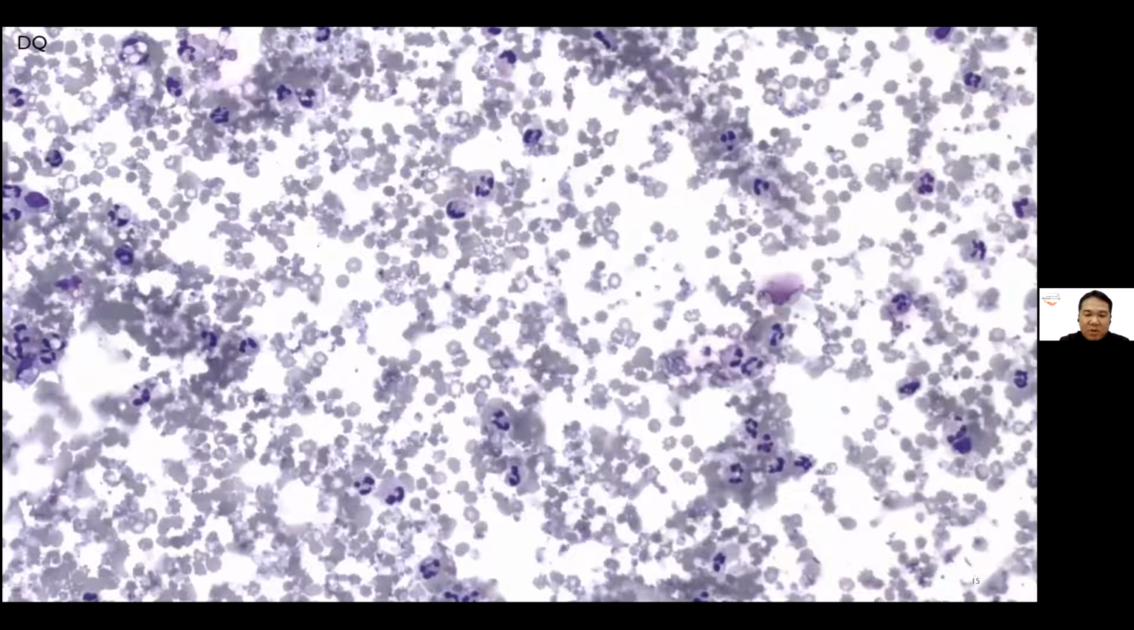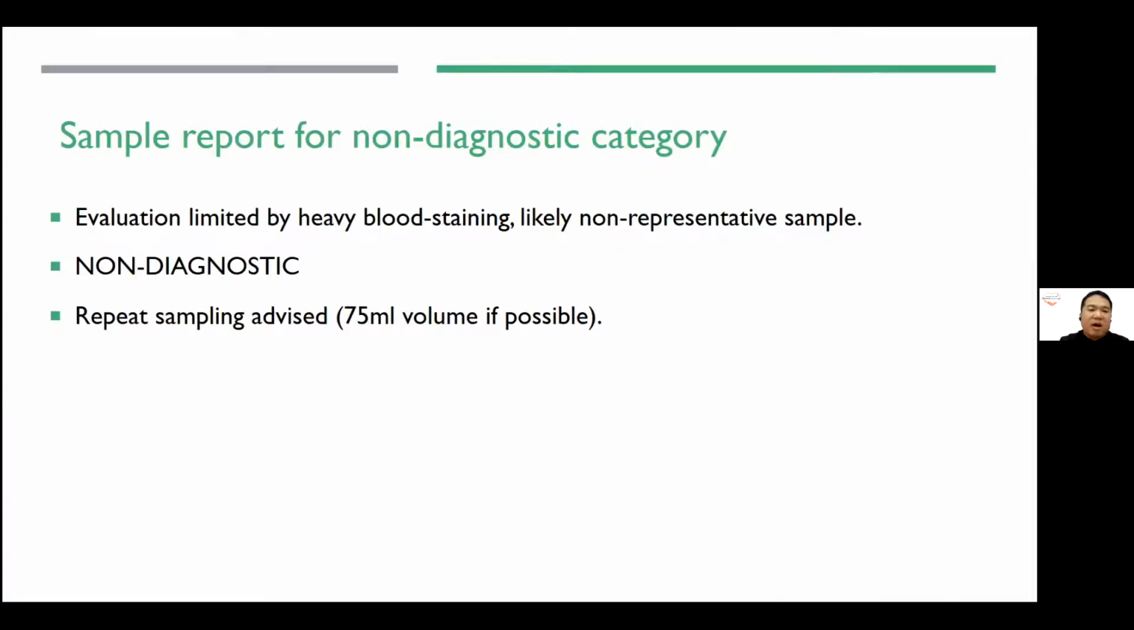This case is a heavy smoker with a unilateral pleural effusion, which strongly suggests maybe something is wrong, but he only gave us 2 milliliters, and that 2 milliliters gave us only red blood cells and inflammatory cells. So for sure, it may not be representative. So how do we report this kind of case? You can report that the evaluation is very limited because of heavy blood staining and is very likely a non-representative sample, so we classify it into the non-diagnostic category. And we give a clinical recommendation: we could recommend that the clinical doctor repeat the collection, and a 75 milliliter volume, if possible, is appreciated.